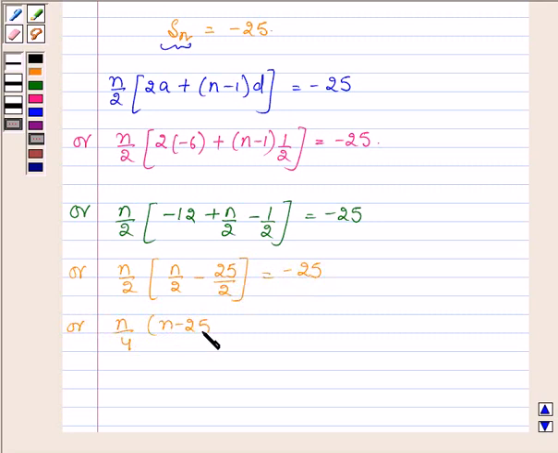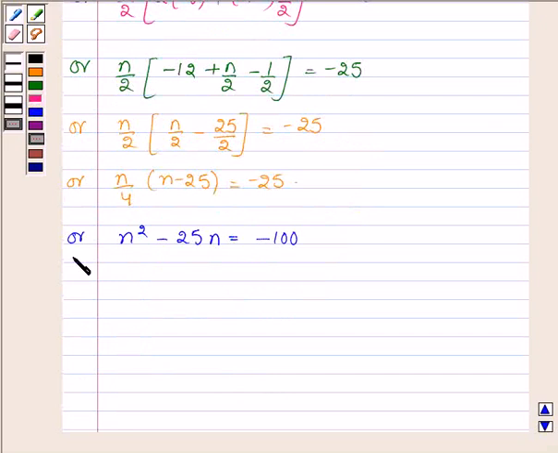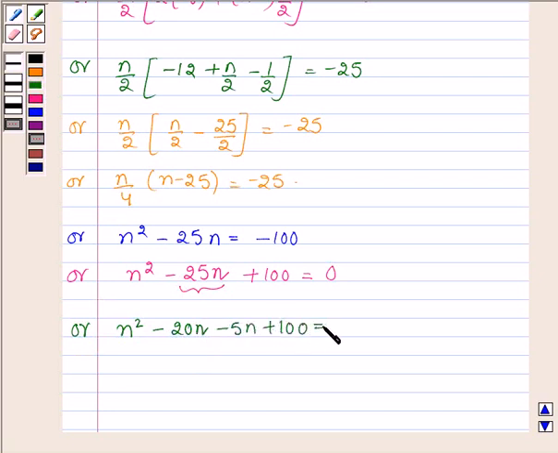into n minus 25 is equal to minus 25, or we can say that further, n square minus 25n is equal to minus 100 on cross multiplying and opening the brackets, or n square minus 25n plus 100 is equal to 0. Now by splitting the middle term, this expression can further be written as n square minus 20n minus 5n plus 100 is equal to 0.